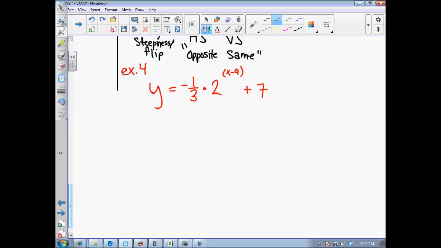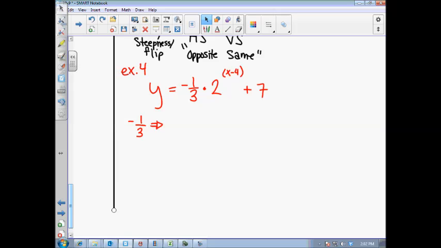Let's start with the negative 1/3. Please turn to your neighbor and explain to your neighbor what negative 1/3 does to the graph. Turn to your neighbor and explain what negative 1/3 does to the graph. Flips it. There's actually 2 things it does, so please explain both. They need to stop. What does negative 1/3 do to the graph?